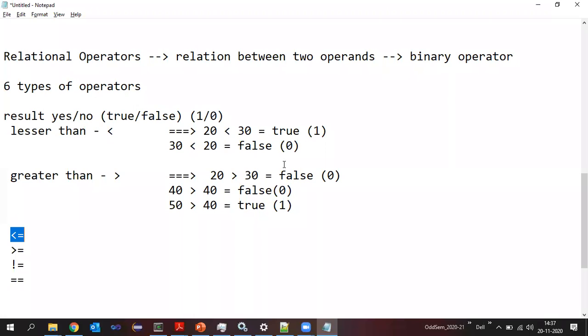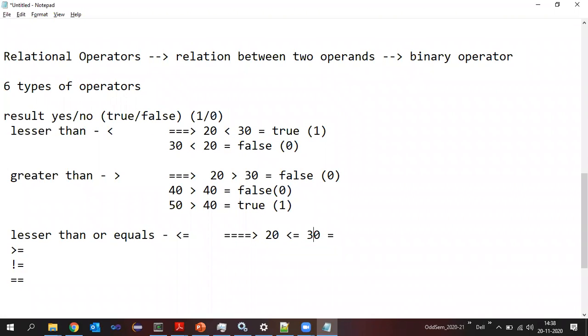The next relational operator is what? If you notice here, there are two symbols. First is less than, and then there is something called equals to. This is lesser than or equals to. So I'm trying to compare both the things here. For example, say 20 less than or equals to 30.